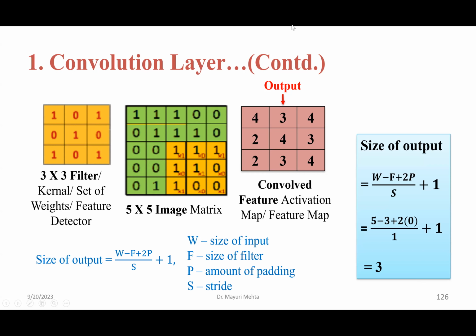How the size of this input image is reduced. Input to convolutional layer was 5 cross 5 and output from convolutional layer is 3 cross 3. So I mean to say that the dimension of image is reduced. It was 5 cross 5 and now it is 3 cross 3.